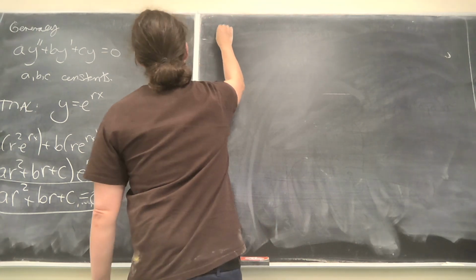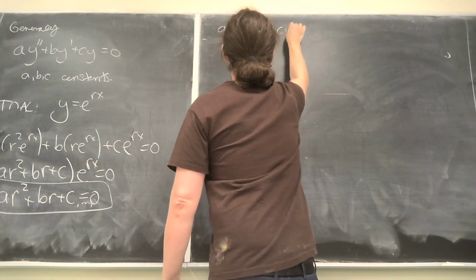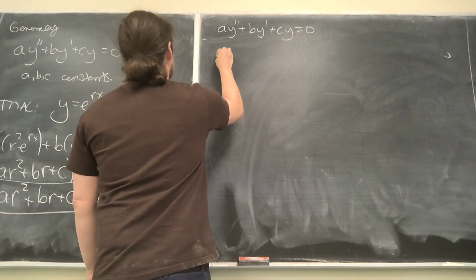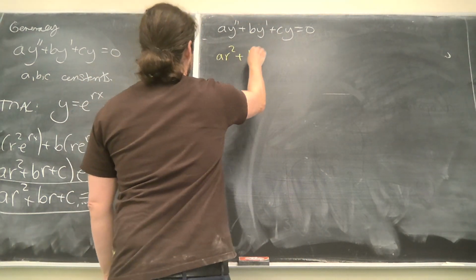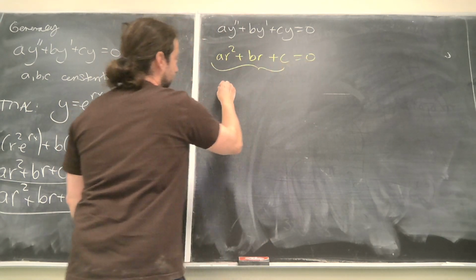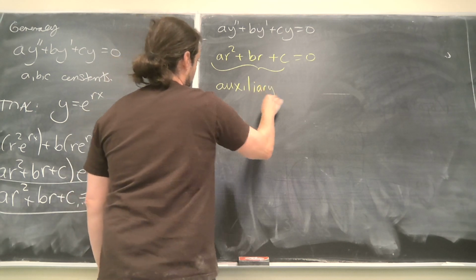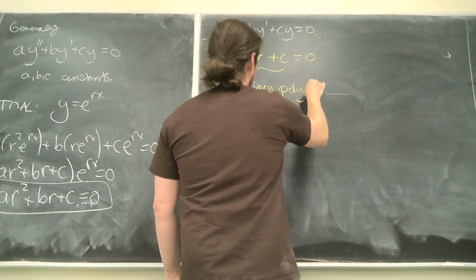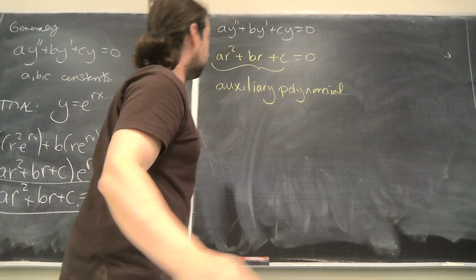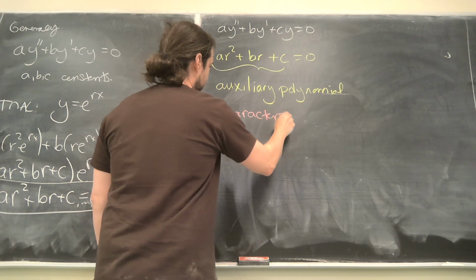So we started with a y prime prime plus b y prime plus cy is equal to 0, and we arrived at ar squared plus br plus c is equal to 0. So this guy right here is called the auxiliary polynomial, although in many contexts, it is also called the characteristic polynomial. So if I accidentally say characteristic polynomial, I apologize.